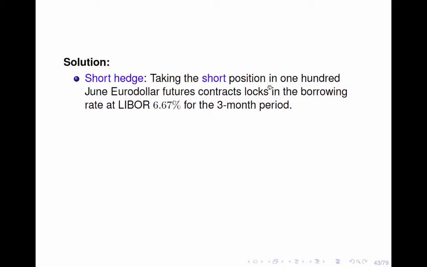In order to lock in the future borrowing rate in June, we take a short position in 100 June Eurodollar futures. Note that the interest payment is payable upfront at the loan date in June, which is exactly the expiry date of the June futures contract. If the futures contract would deliver its underlying asset, we then obtain a $100 million loan at an interest rate of 6.67% for the 3 months period.